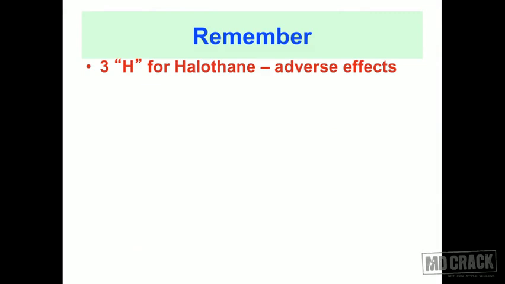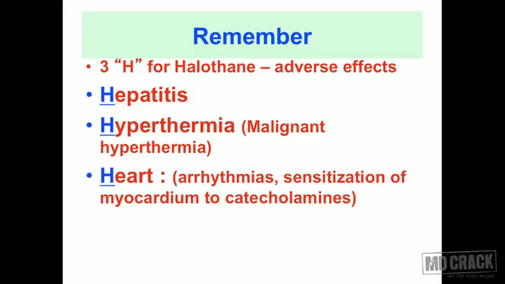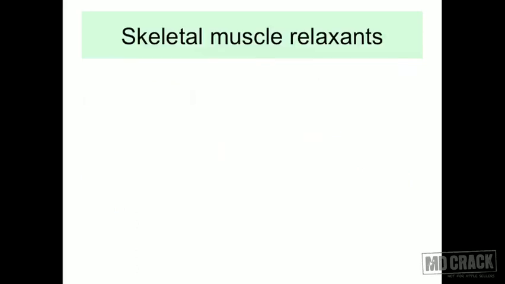You need to remember 3H for halothane, adverse effects of halothane. First H is hepatitis, the second H is hyperthermia, that's for malignant hyperthermia, and the third H for heart, because halothane produces arrhythmias, the cardiac arrhythmias, by sensitizing the myocardium to the action of the catecholamines.